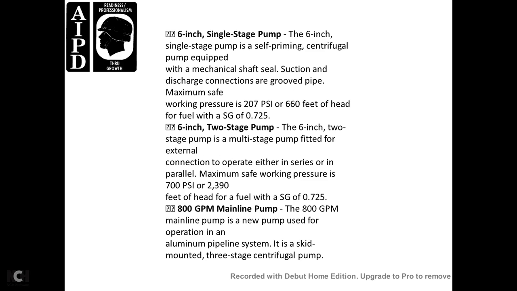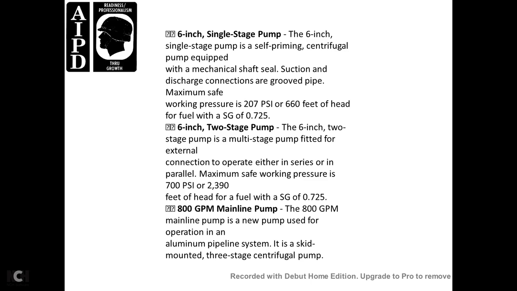6-inch single-stage pump. The 6-inch single-stage pump is a self-priming centrifugal pump equipped with a mechanical shaft seal, suction and discharge connections, and a groove pipe, with a maximum safe working pressure of 207 psi at 660 feet of head for fuel with a specific gravity of 0.725.